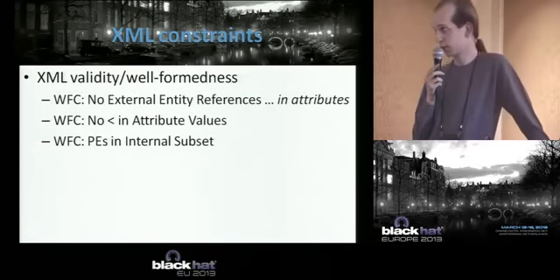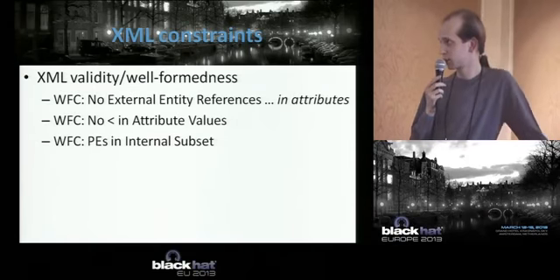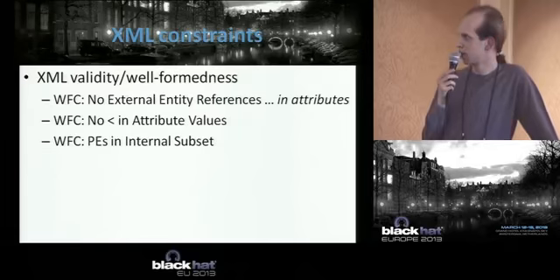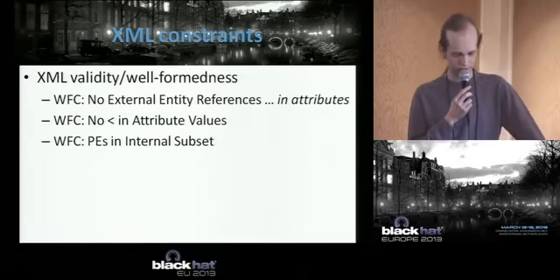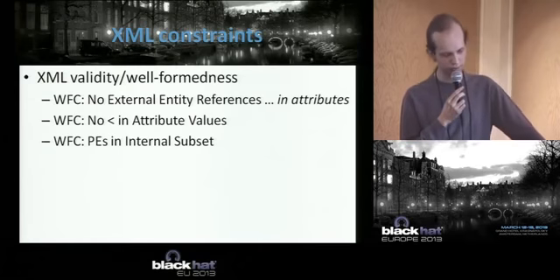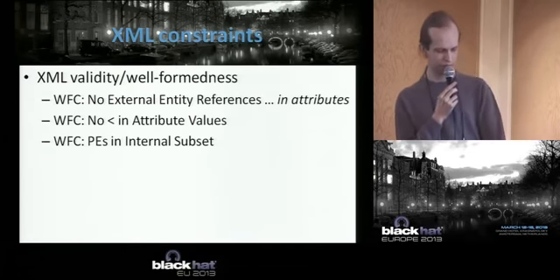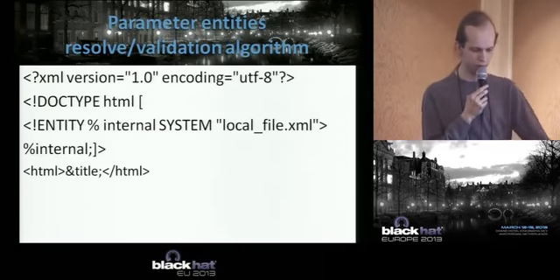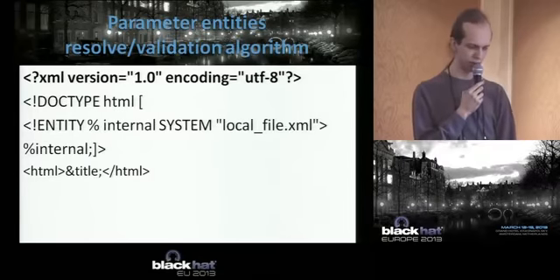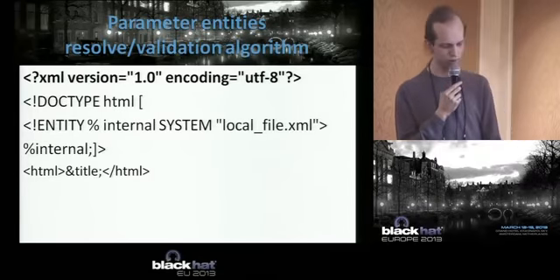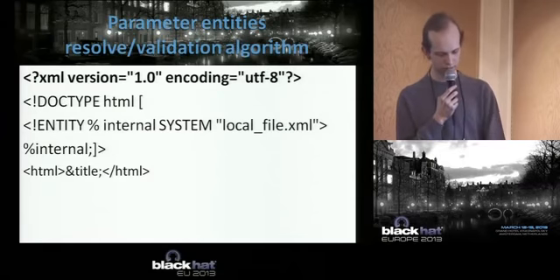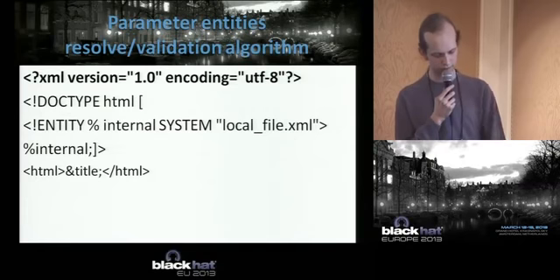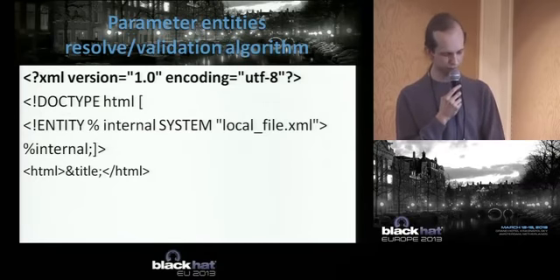But we will concentrate only on a few of them that give us the possibility to read files and give us some solutions to these issues. So: no external entity references in attributes, no tags in attribute values, and parameter entities in the internal subset. Here is some simple parsing of a document. We define our XML document with the processing instruction with version and encoding. Special mention to encoding. Some parsers require that encoding should exist, and if there isn't encoding, this document is not valid and can't be read.